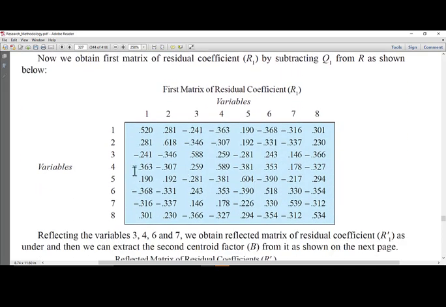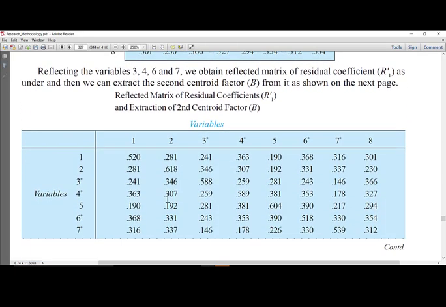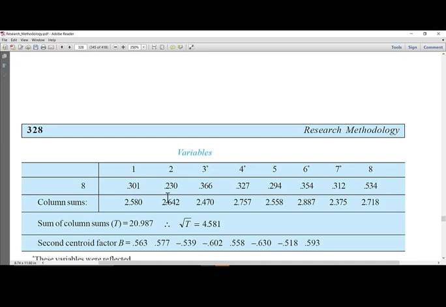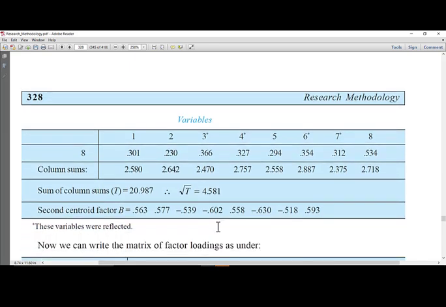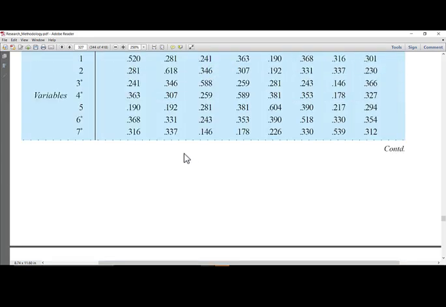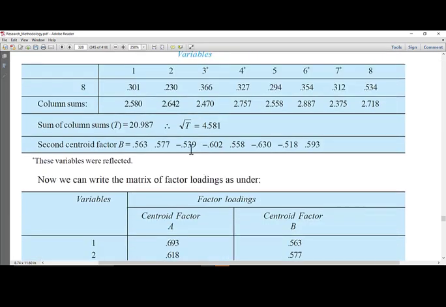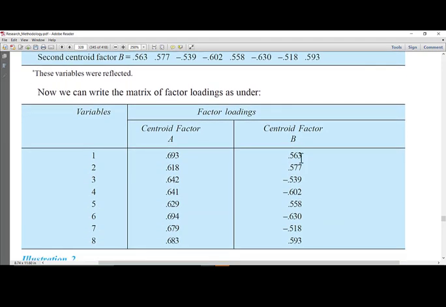And here some variables correspond with negative signs. So we have made the reflected matrix by converting those negative signs to plus signs. Then we have made again the column summations, then the sum of column sums and the square root of T. Then the second centroid factor is calculated. But here we have seen the variables 3rd, 4th, 6th and 7th were initially having negative signs in the R1 matrix. We have put the negative signs here in the second centroid factor corresponding to 3rd, 4th, 6th and 7th variables. Now these two factors are written here.